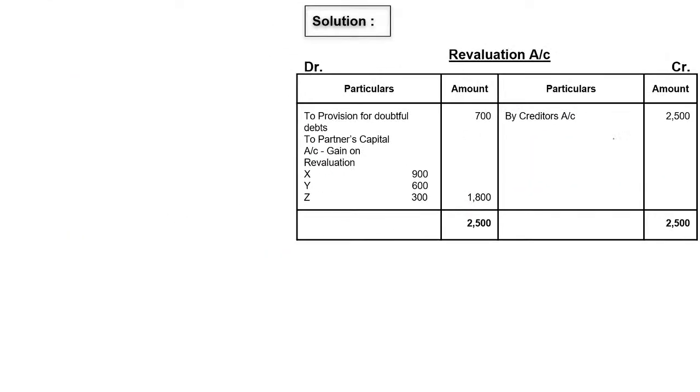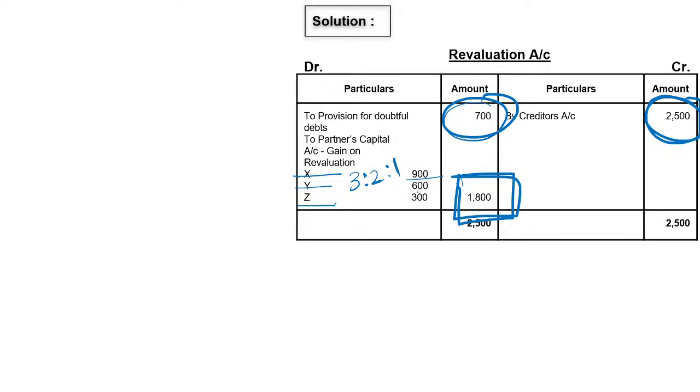So now you will find out the profit: 2,500 minus 700. There is a profit of 1,800 which will be distributed among X, Y, Z in their profit sharing ratio 3:2:1. So X will get 900, Y will get 600, Z will get 300. This is how the revaluation profit will be distributed. So now your revaluation account is complete.